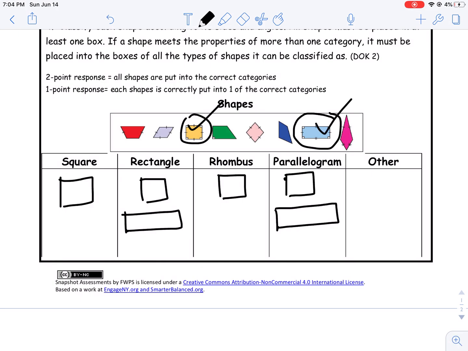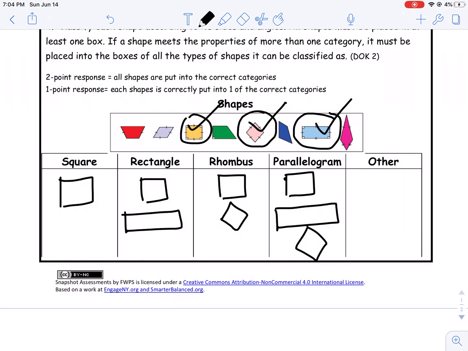Okay, do we see any traditional rhombuses? That is 4 equal sides. Oh, right here. That's my traditional rhombus. It has 2 sets of parallel lines. And I think we're good there. Okay. Notice that many of these are going in more than one category.